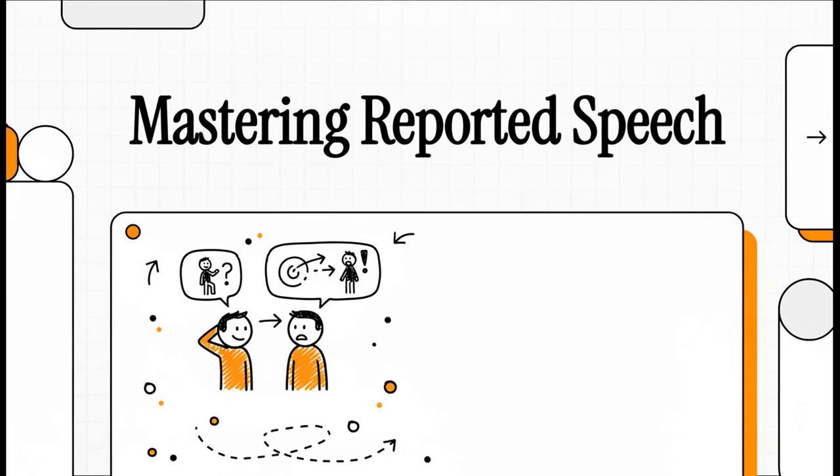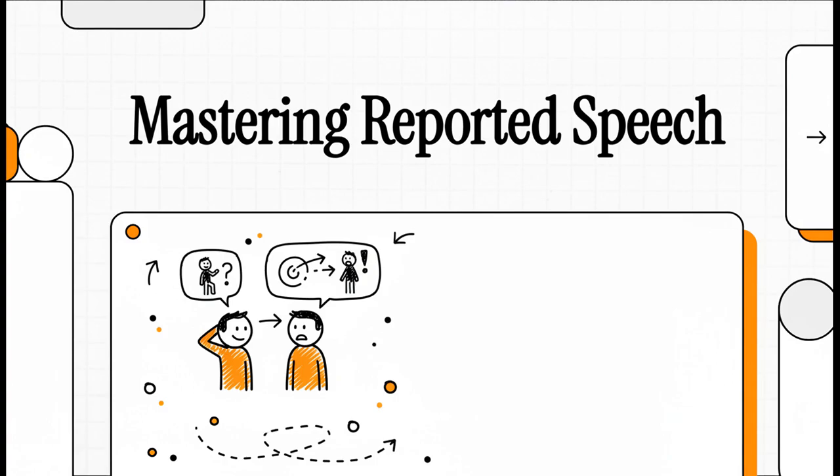You know when you try to retell a friend's hilarious story and you have to kind of tweak their words to make it work? Like she said, "I can't believe I did that," becomes, "She said she couldn't believe she'd done that." That little switch right there, that's what we're going to break down today. It's called reported speech, and getting a handle on it is a game changer for how you tell stories.